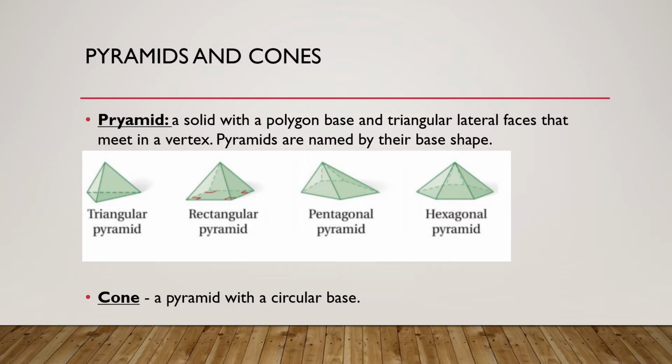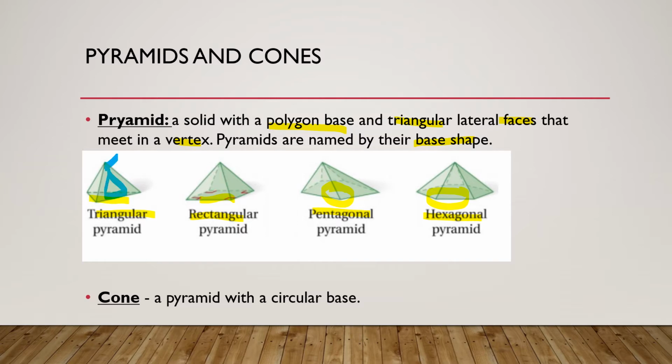So just to remind you, a pyramid is when we have a polygon base and our triangle faces that come up and meet up at a vertex. The pyramids are named by whatever their base is. So a triangular pyramid has a triangle as the base. A rectangular pyramid has a rectangle as the base. A pentagonal pyramid has a pentagon as the base. And a hexagonal pyramid has a hexagon as the base. And again, the reason why they are pyramids is because every face of the pyramid is a triangle and they all meet up at that vertex.